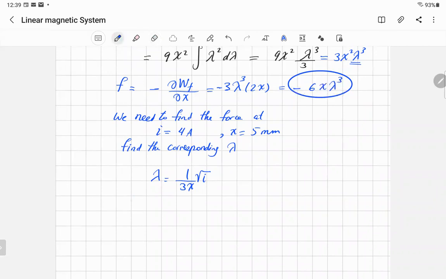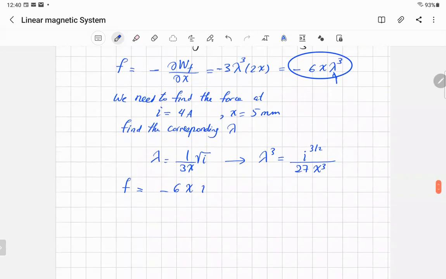So now we have the force. Force is equal to negative 6x lambda cubed. So I will cube this one. Lambda cubed would be equal to I to the 3/2, and you have 3 times 3 times 3, that's 27, and x cubed. I replace it in this equation, so you have I to the 3/2, and on the bottom you get 27 x cubed.